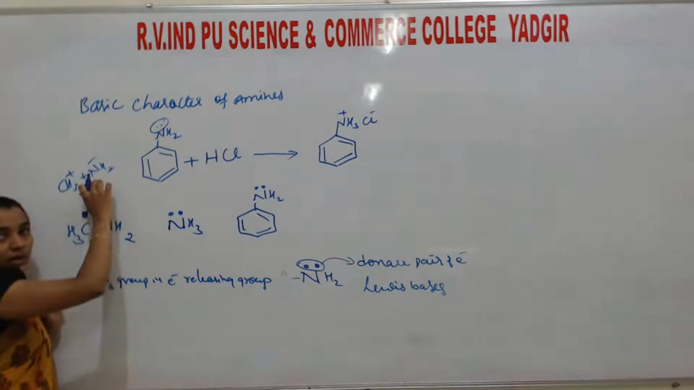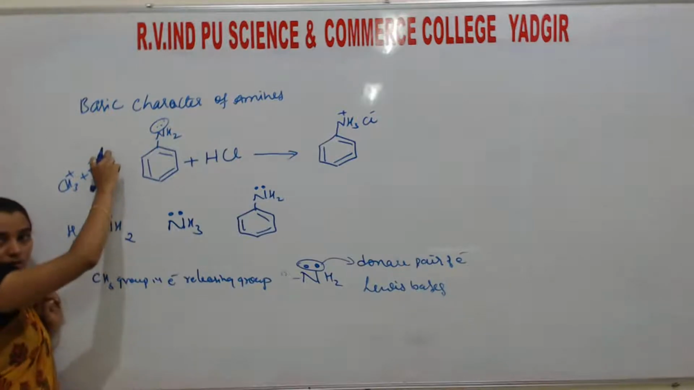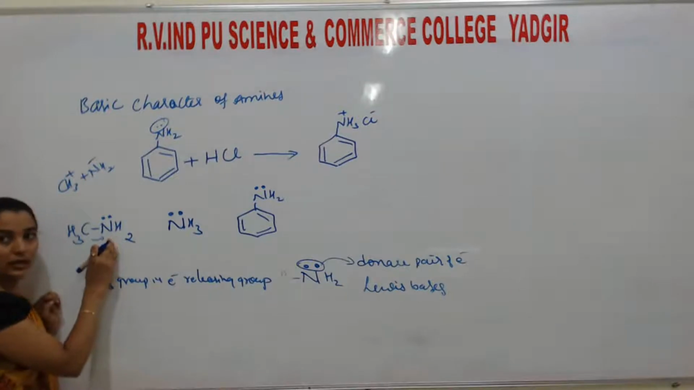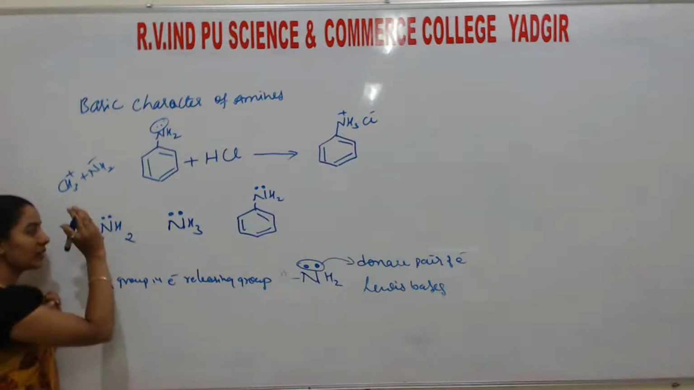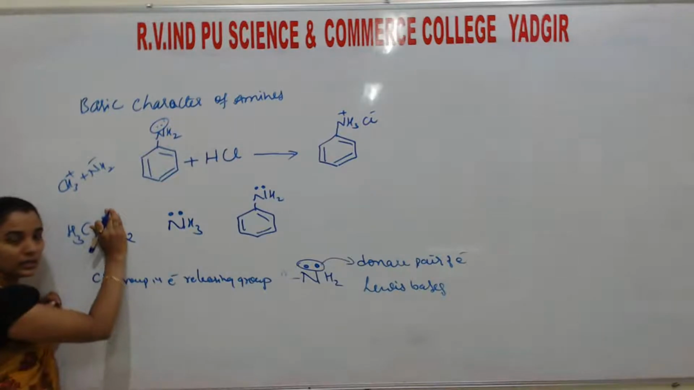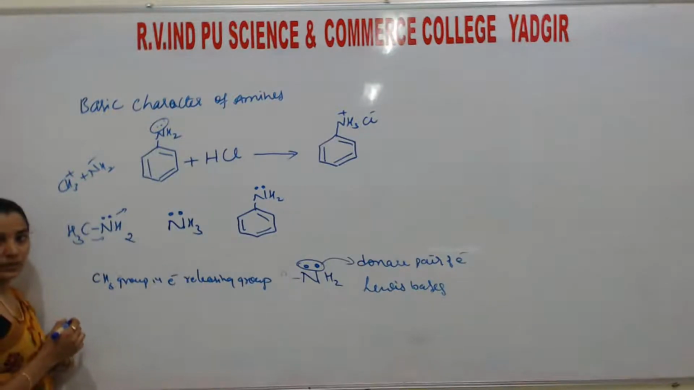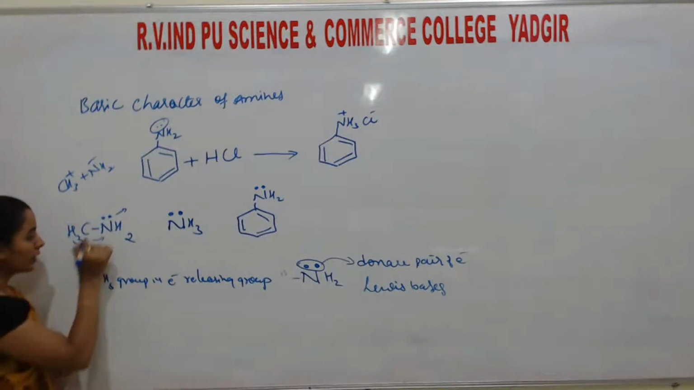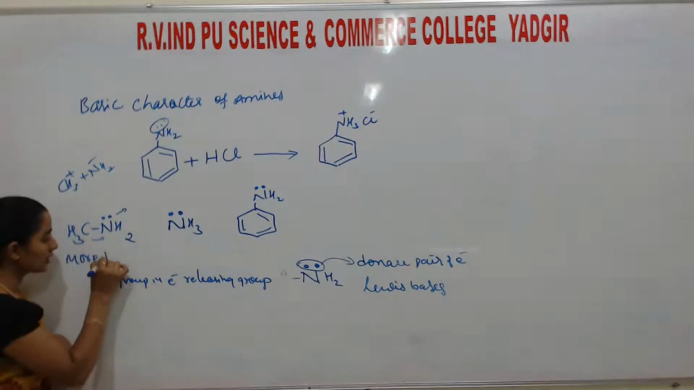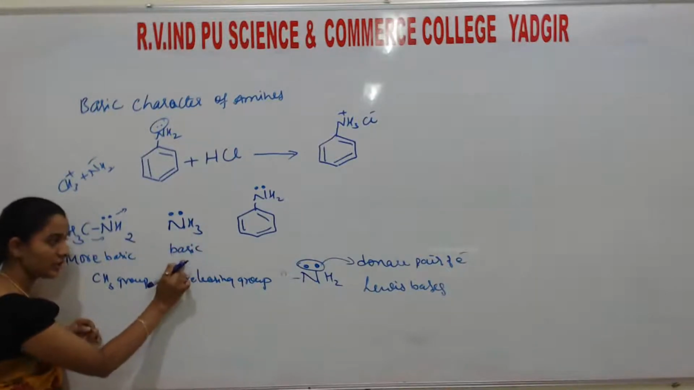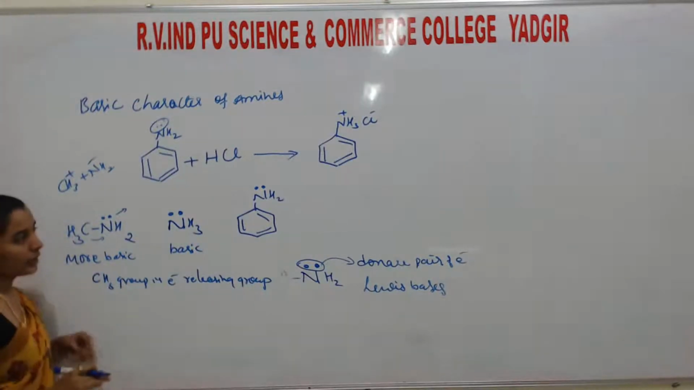Minus means what? The electrons from the carbon are transferred towards NH2. CH3 plus and NH2 minus. That minus represents the electron from carbon moving towards this nitrogen. That means the electron density on nitrogen increases. That results in an increase in the donating capacity. Understand? Increase in the donating capacity means this is more basic compared to ammonia. This is more basic. Okay.